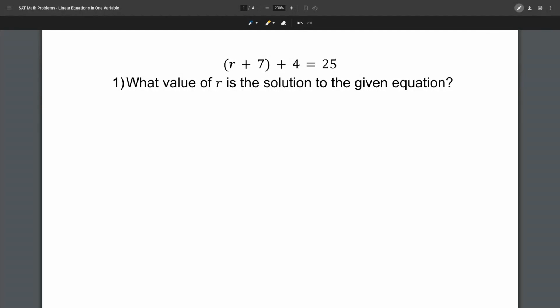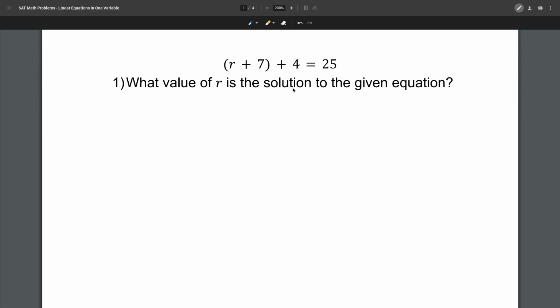In this video, we're going to go through potential SAT style questions where you're solving a linear equation in one variable. And what that means is we're isolating whatever the variable is to one side of the equation, so we get it equal to some number. So let's start with this first one. We have the quantity r plus 7, plus 4, and that's equal to 25. And the question is, what value of r is the solution to the given equation?